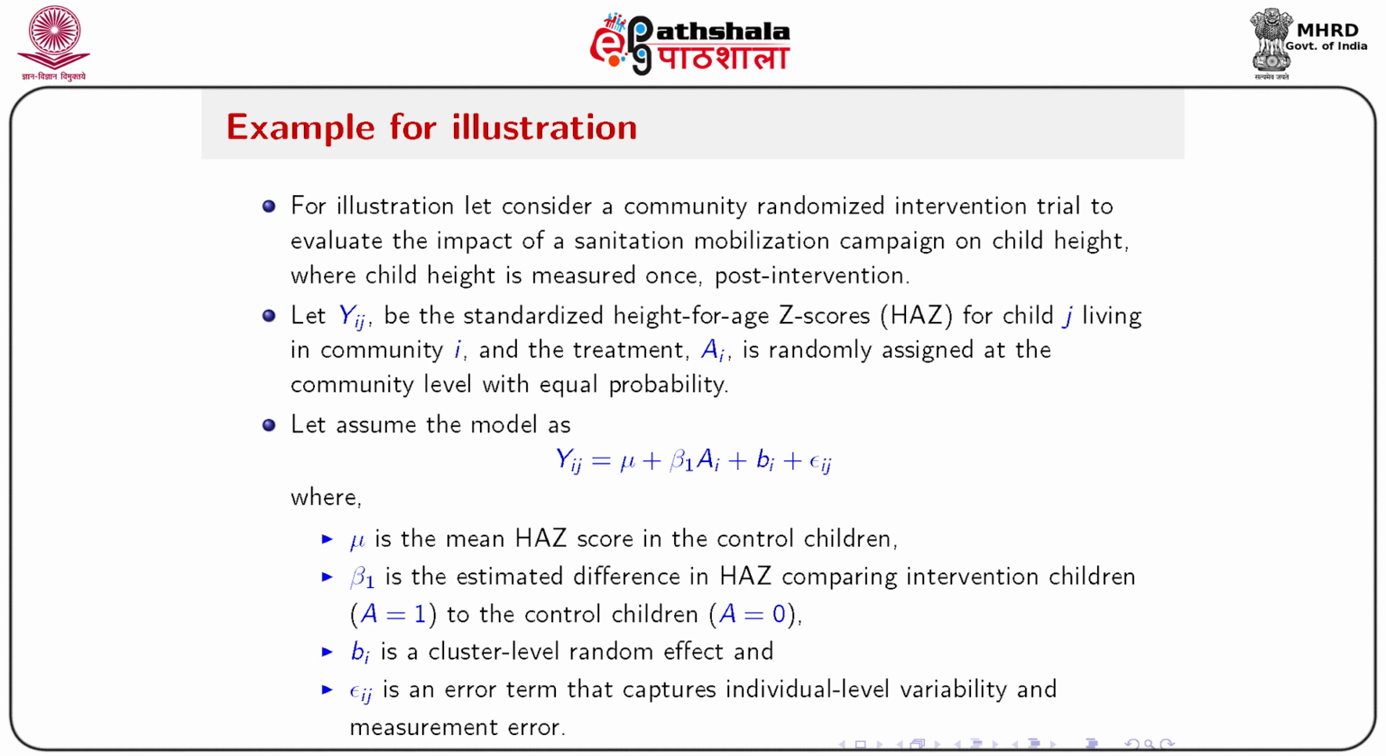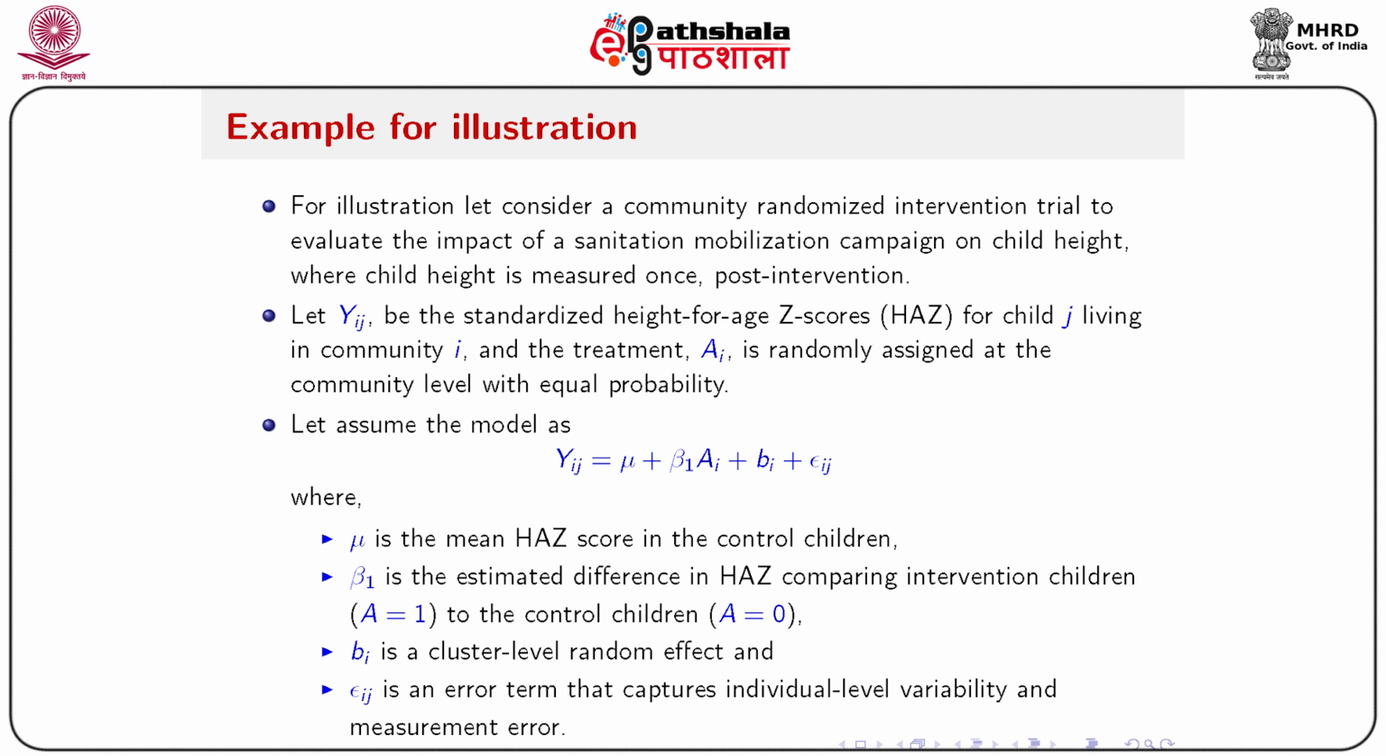For illustration, let's consider a community randomized intervention trial to evaluate the impact of a sanitation mobilization campaign on child height, where child height is measured once post intervention. Let Yij be the standardized height-for-age Z score for child j living in community i, and treatment Ai is randomly assigned at the community level with equal probability.